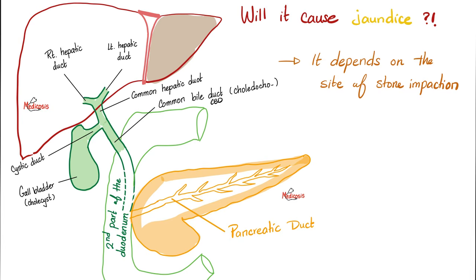Okay. Let's say now that the stone is here in the cystic duct. Does this stone obstruct the flow of the bilirubin from the liver to the gut? The answer is still no. So, no jaundice in cholecystitis.